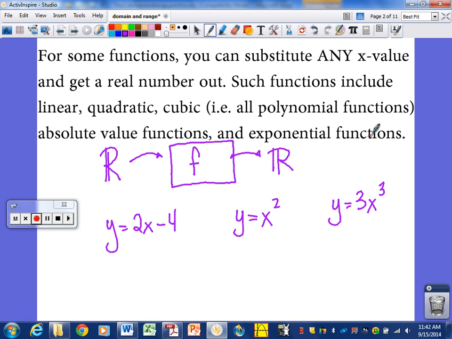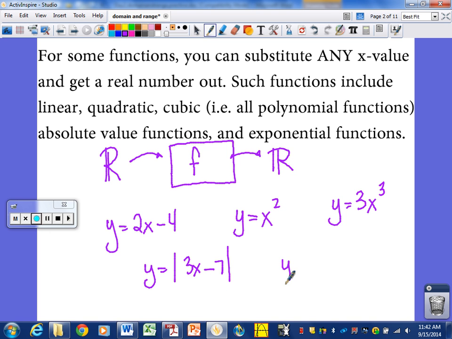Okay, third degree. So all of these fall under something called a polynomial equation. They can have 2 terms or 5 terms or 9 terms, whatever exponents you have up there, that's okay. Okay, absolute value functions. Also, you can plug in any number you want into an absolute value function. You can take the absolute value of anything.